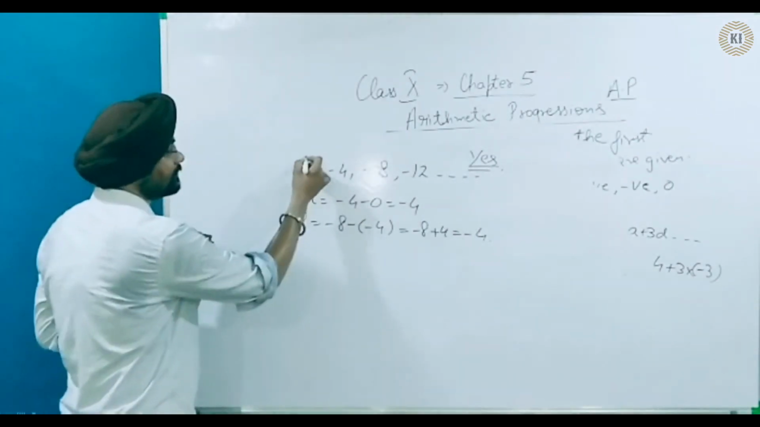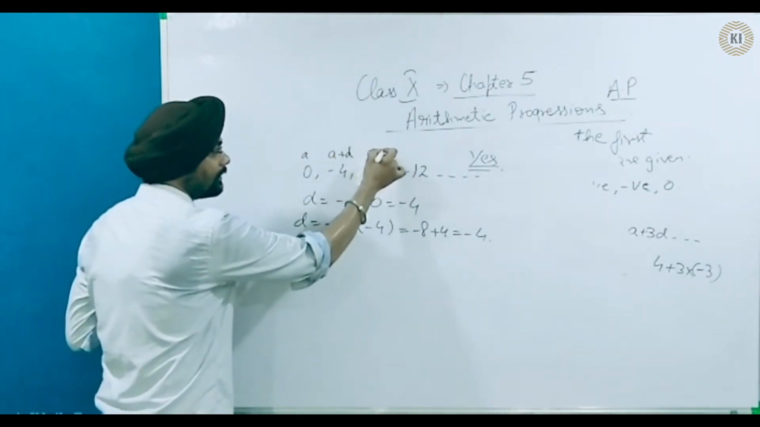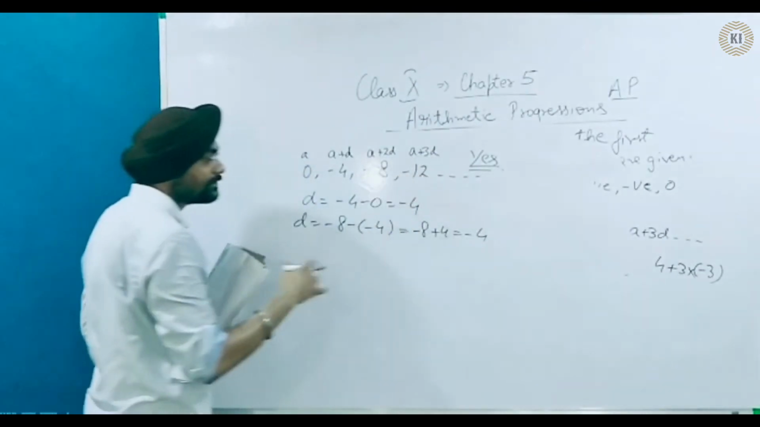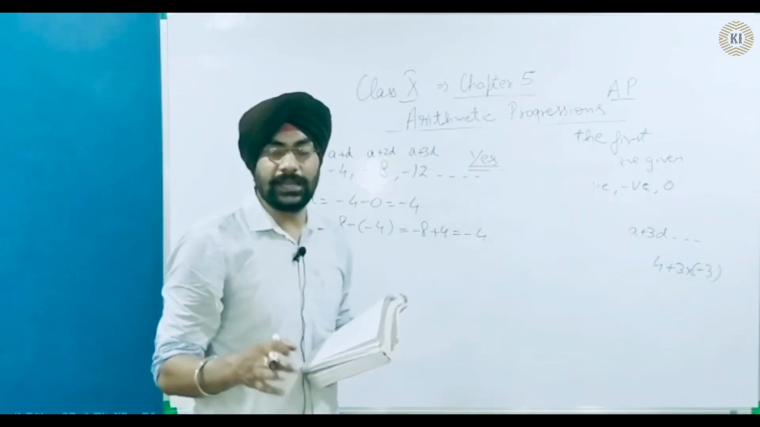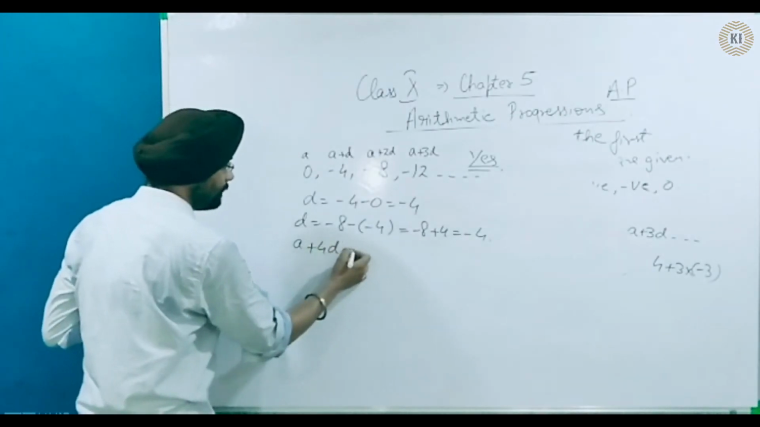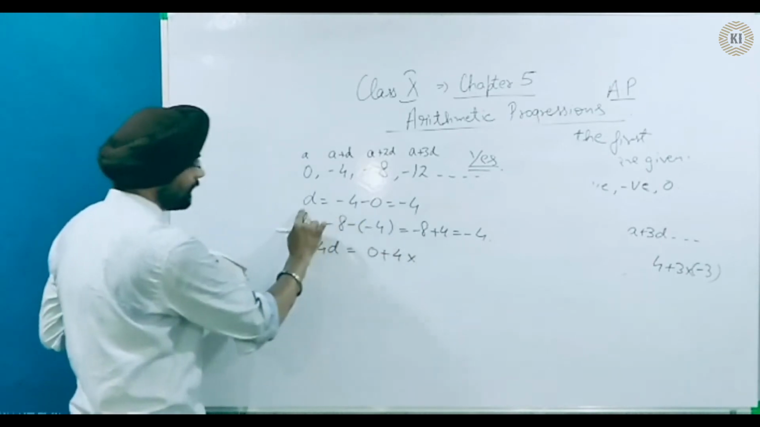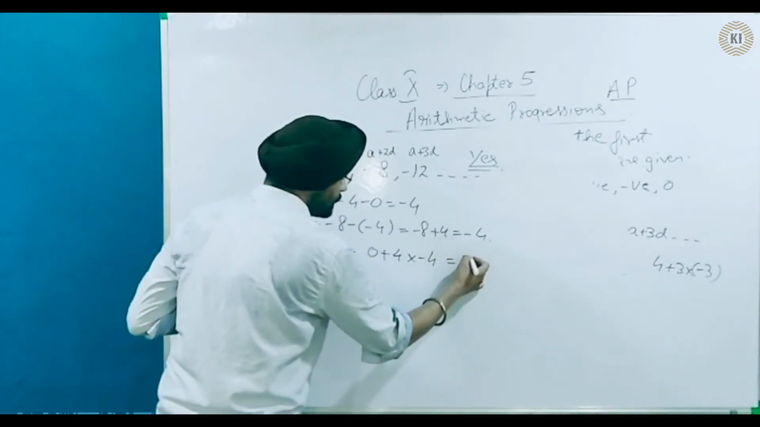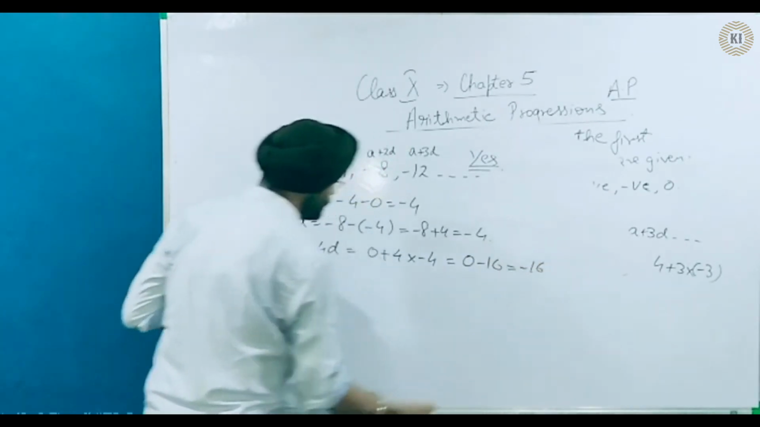So see, this term is A, this term will be A plus D, this term will be A plus 2D, this term will be A plus 3D. So next we have to calculate A plus 4D, A plus 5D and A plus 6D. It means A plus 4D: the value of A will be 0, plus 4 into D. The value of D will be minus 4. So it will come 0, 4 4s are 16, 0 minus 16 will be minus 16.